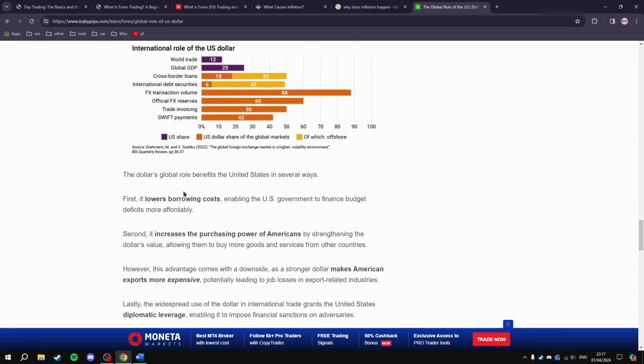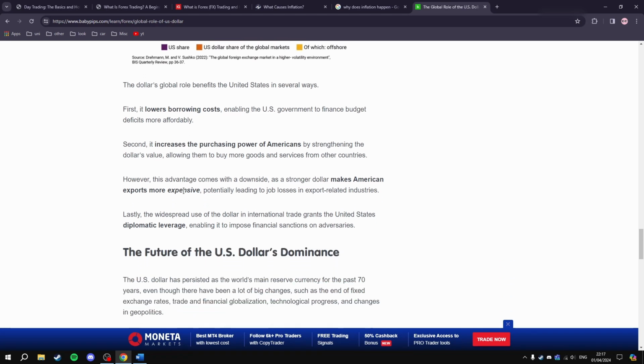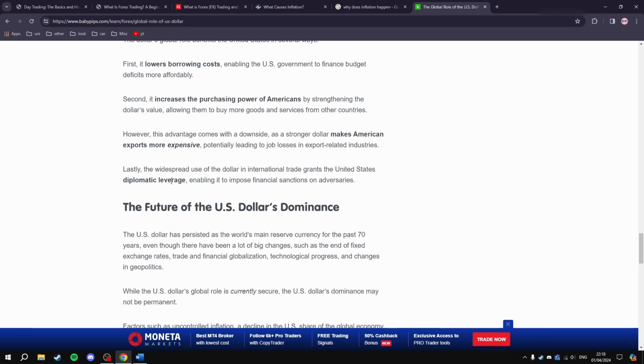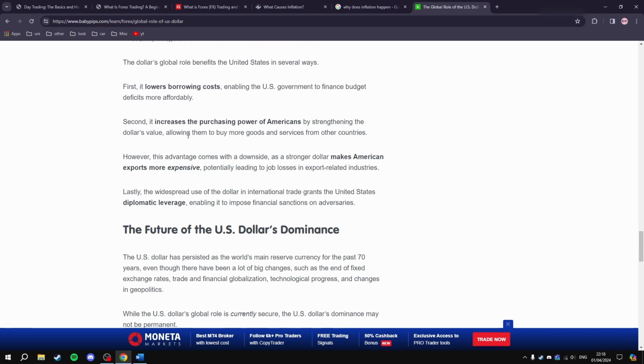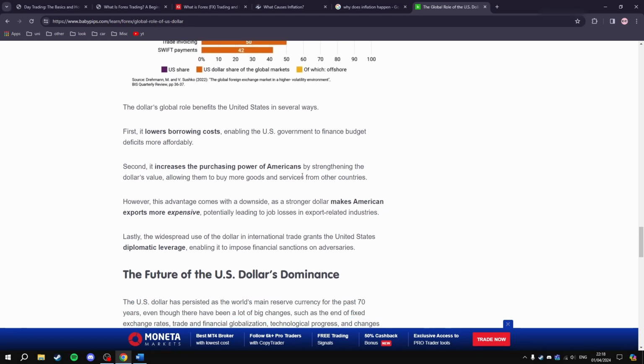The dollar's global role benefits the United States in several ways. First, it lowers borrowing costs, enabling the US government to finance budget deficits more affordably. Second, it increases the purchasing power of Americans by strengthening the dollar's value, allowing them to buy more goods and services from other countries. However, this advantage comes with a downside, as a strong dollar makes American exports more expensive, potentially leading to job losses in export-related industries. Lastly, the widespread use of the dollar in international trade grants the United States diplomatic leverage, enabling it to impose financial sanctions on adversaries.